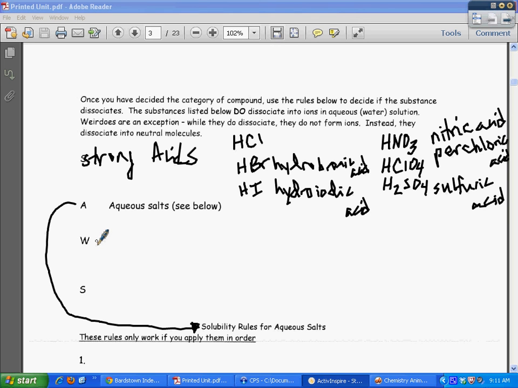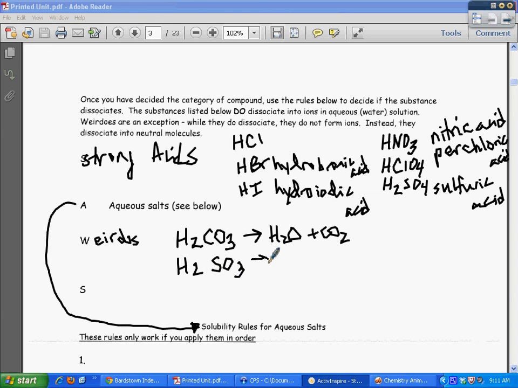Okay, then you have W stands for weirdos. Remember, your 3 weirdos were H2CO3, which rather than ions will become water and carbon dioxide. H2SO3, which will become water and sulfur dioxide. And NH4OH, which will become water and ammonia.